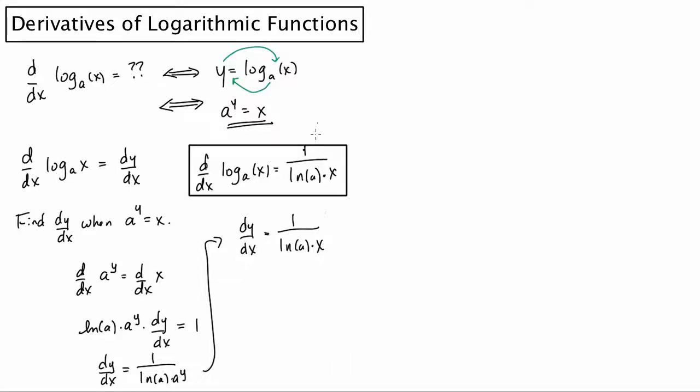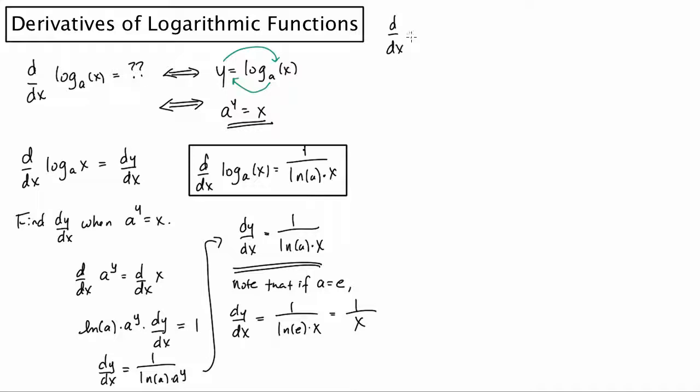Now, in particular, if a is equal to e, note that if we're dealing with the base e, then this formula for dy dx reduces to 1 over the natural log of e, and the natural log of e is 1, so it's just 1 over x. And so by far the more used formula here is asking what is the derivative of a natural log, and using this formula we can safely say now that the derivative of a natural log is 1 over x.